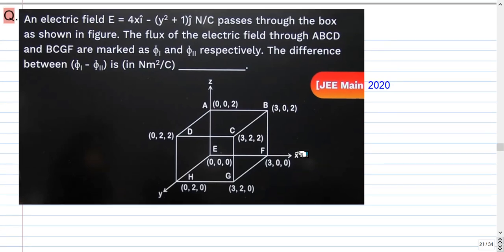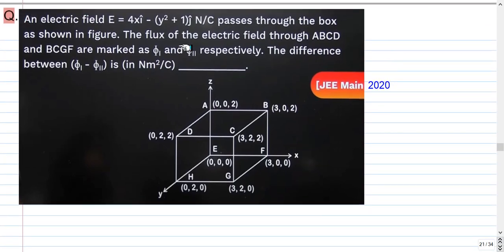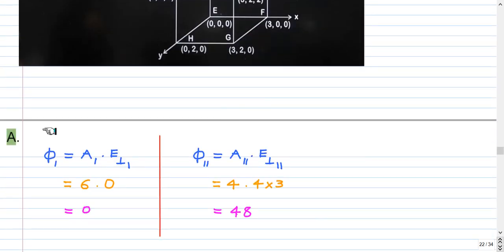So the electric field has got only i component and j component. So on the top face ABCD, the electric field is only grazing the surface. It is not cutting through it. Only the k component of the electric field will cut through this face ABCD. So the flux passing through ABCD will be 0. Area into the perpendicular component of the electric field, which is 0. So the flux through the top face is 0.